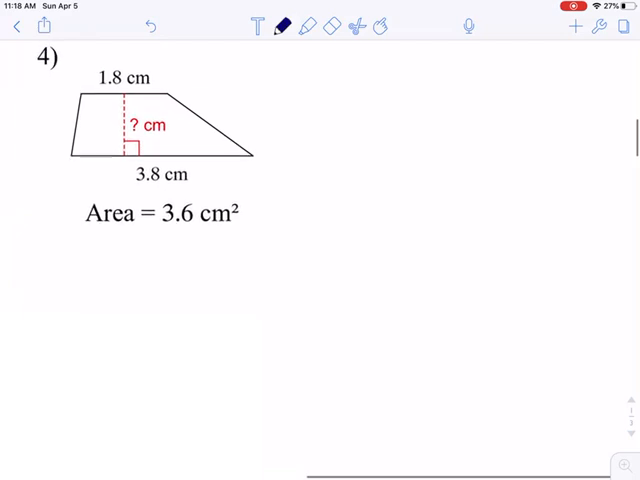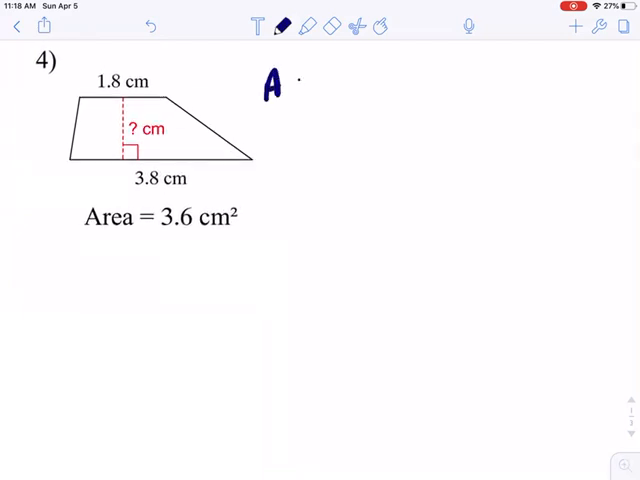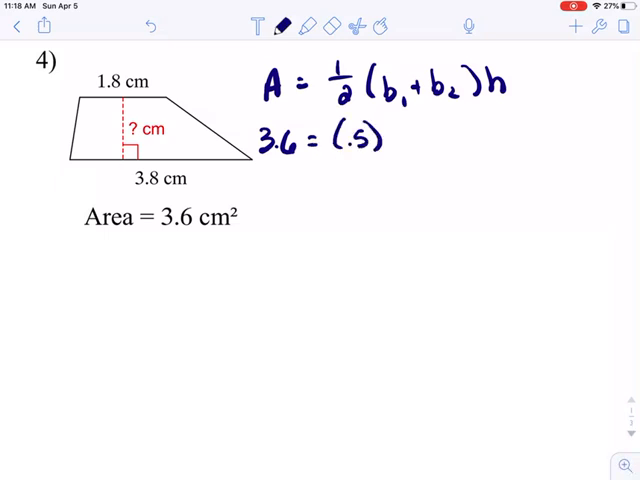This time we're missing the height. So the area equals 1/2 base 1 plus base 2 times the height. I'm going to substitute my values. 3.6 is the area. 1/2 I'm going to make into a decimal. I have the two bases. I'll say this is B1 and this is B2. It doesn't matter which one because, again, that's commutative. It could have been the other way around, but I am missing my height.